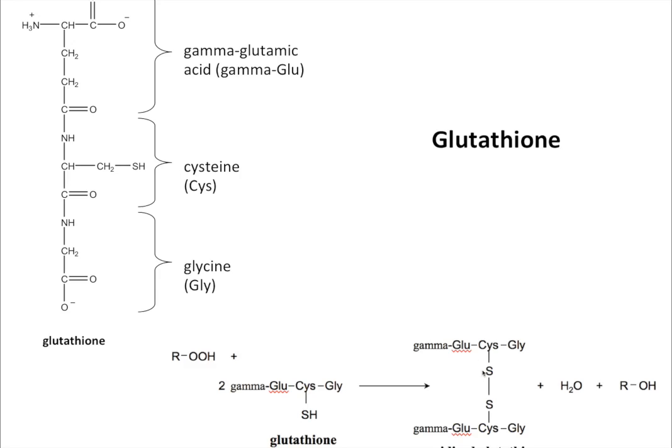So the oxidized form looks like this, and you also have water that's formed or evolved from this reaction, and then you end up with this ROH species that's shown here. So this would be starting with an ROOH that you show here, which is basically not good, a damaged species, a reactive oxygen species, and glutathione takes care of it in this manner.